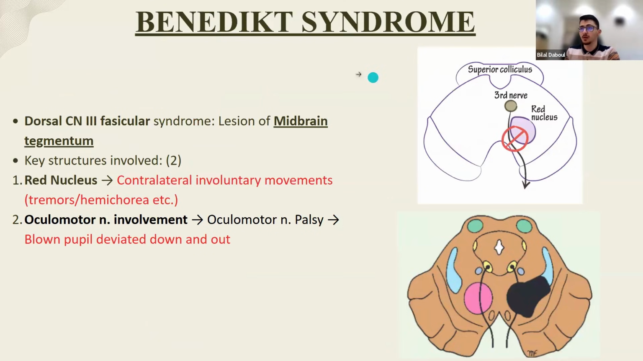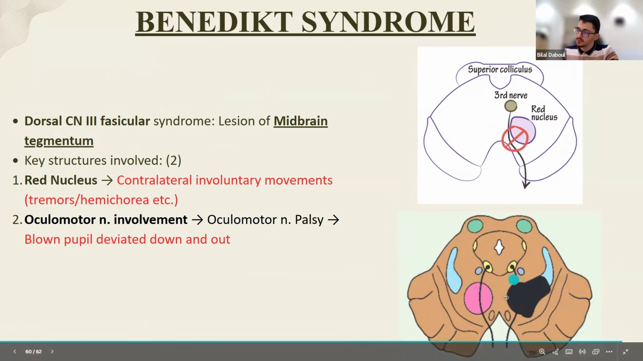For Benedict syndrome, it's dorsal cranial nerve 3 fascicular syndrome or dorsal oculomotor fascicular syndrome. So the oculomotor fascicle is involved. So you'd also have oculomotor palsy here. However, it's more dorsal in position. So it's within the tegmentum. This would be the crus cerebri, and this would be the tegmentum. So the red nucleus is involved.